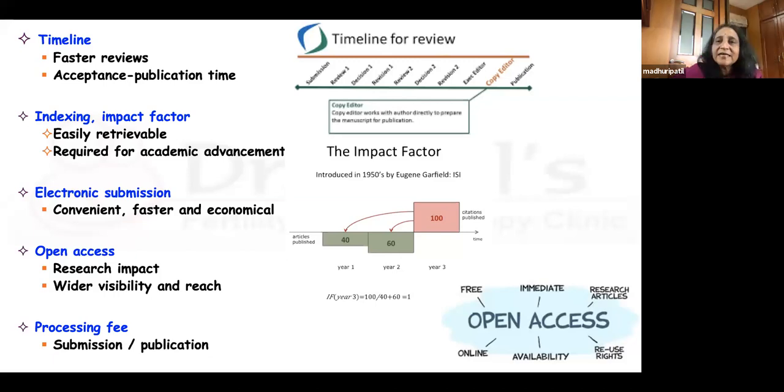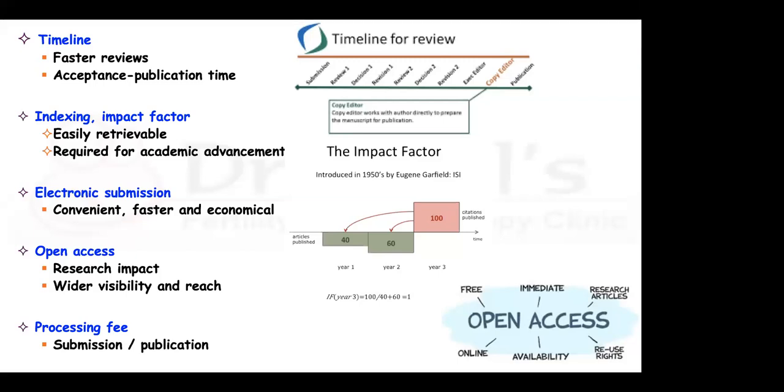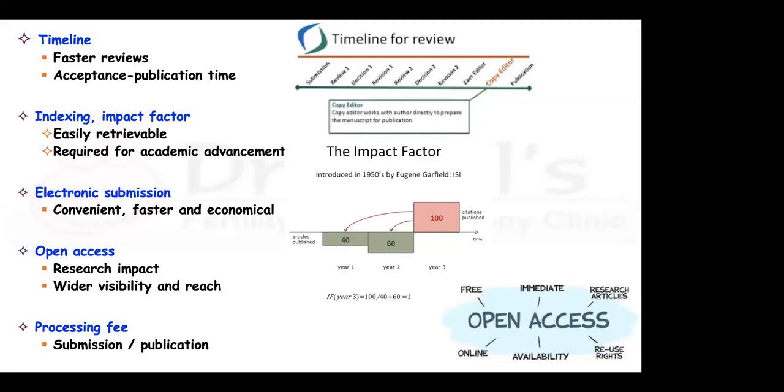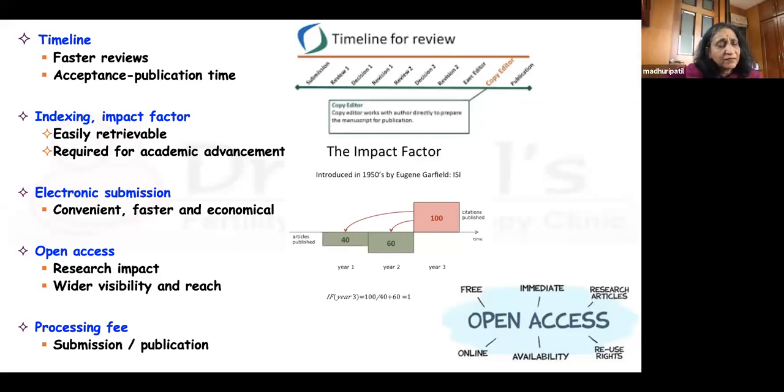So again, when you have to start indexing your journal in different agencies, then you have to look at the indexing as well as the impact factor. So what is the importance of that? If it is indexed, it is easily retrievable and it's also required for academic advancements. Electronic submission is most important because it's more convenient, faster and economical, and all journals today have an online submission platform.